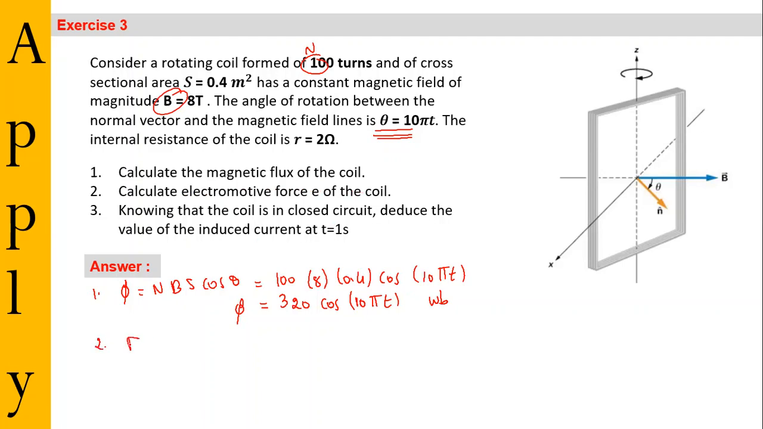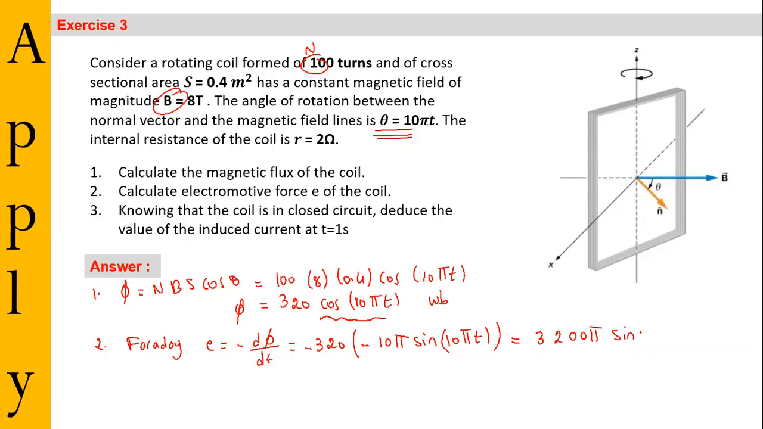So part 2, according to Faraday law, E equals minus d phi over dt. Now here we must pay attention. 320 is a constant, so where I will do the derivative is on the cosine. And what is the derivative of the cosine? It's with a minus sign. So we'll get 320 times minus bracket, the derivative of the cosine is minus 10 pi sine 10 pi t. So the answer will become at the end equal to 3200 pi sine 10 pi t.